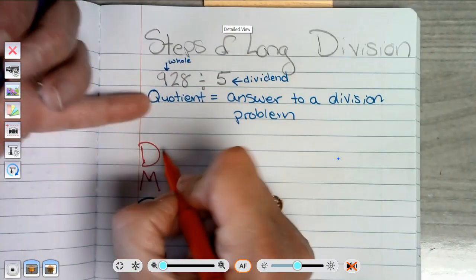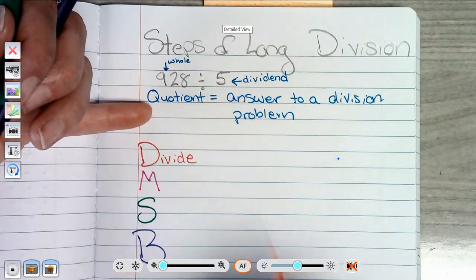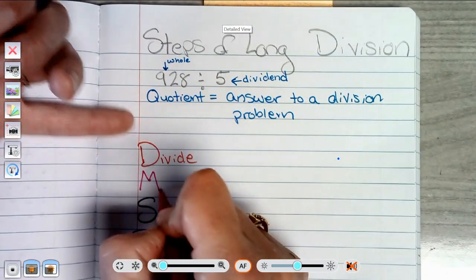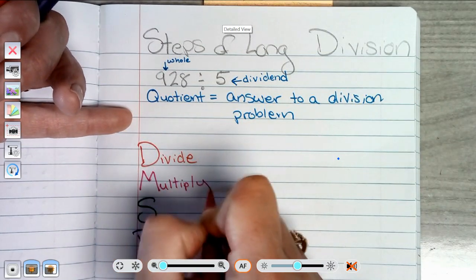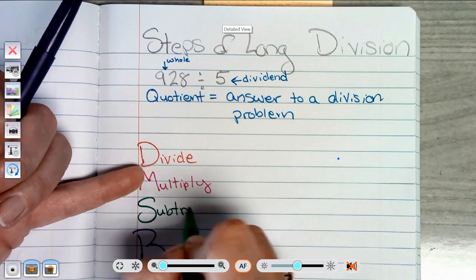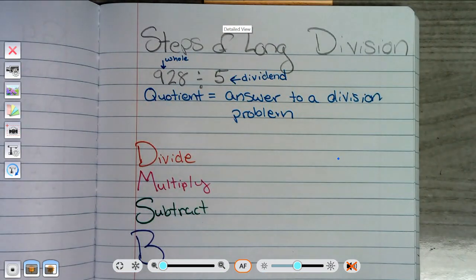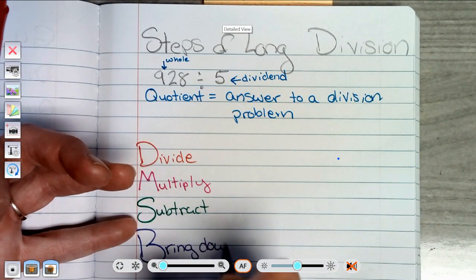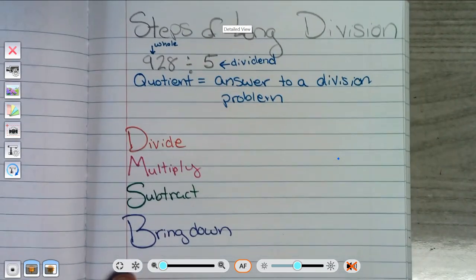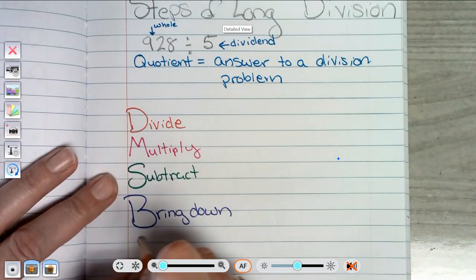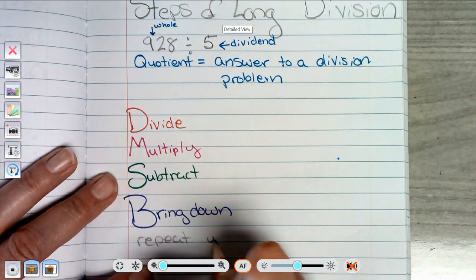We have divide, oops, gotta change pens, multiply, subtract, and then finally bring down. Okay, and in long division, you are just going to repeat this until done.